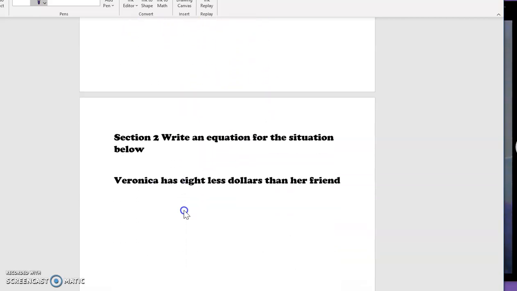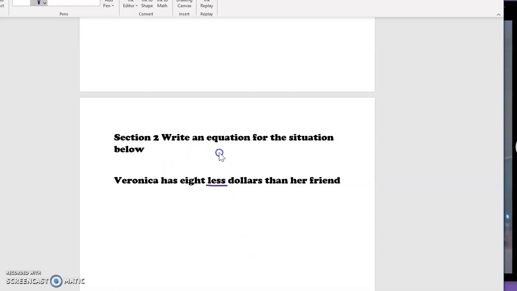Section 2 in this assignment is about writing equations or expressions from given information in real-world situations. Use the keywords on the slide to help you determine what the correct operation should be. In this first one, we have Veronica has $8 less than her friend. Less is my keyword, and that means to subtract.